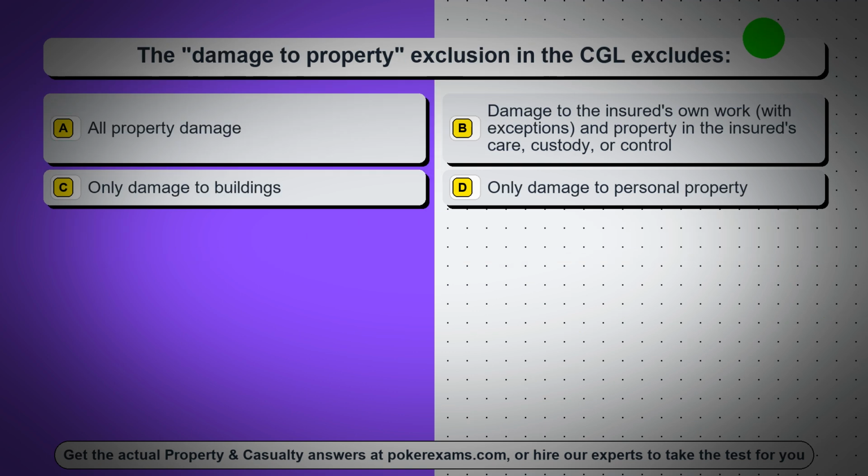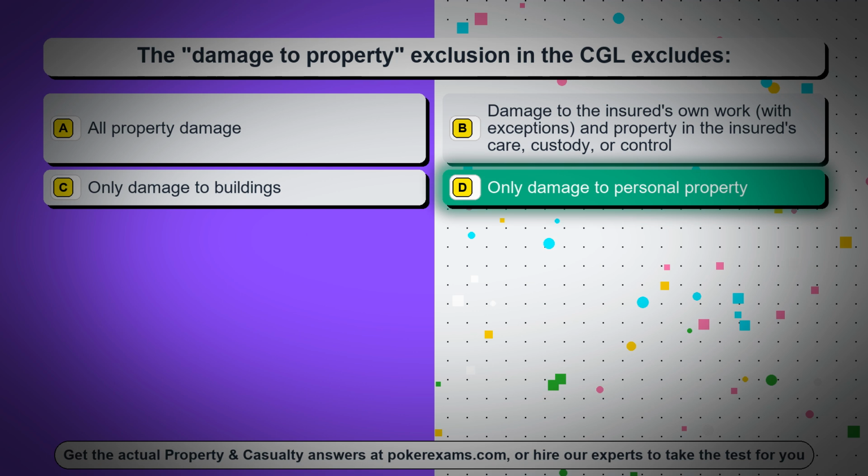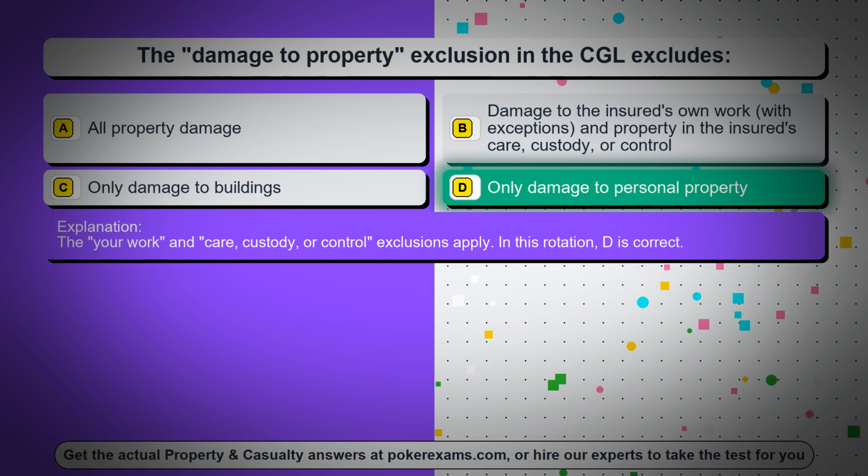Question 56. The damage to property exclusion in the CGL excludes: Option A, all property damage. Option B, damage to the insured's own work, with exceptions, and property in the insured's care, custody, or control. Option C, only damage to buildings. Option D, only damage to personal property. The correct answer is option D, only damage to personal property. The your work and care, custody, or control exclusions apply. In this rotation, D is correct.